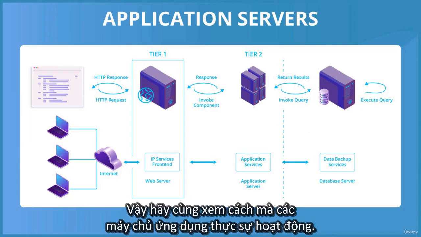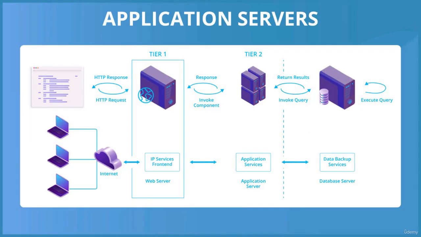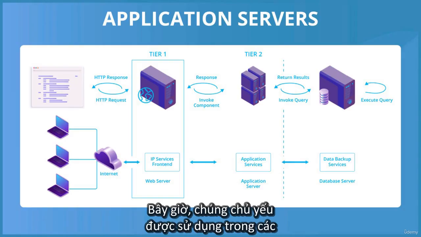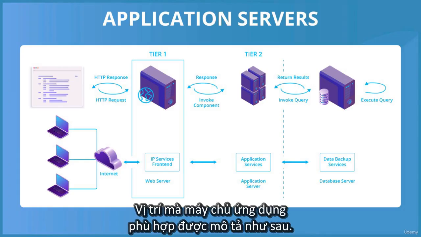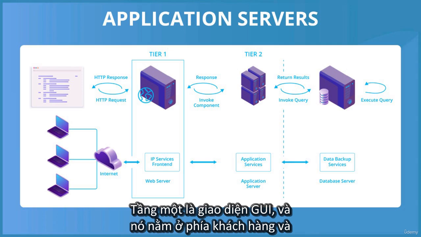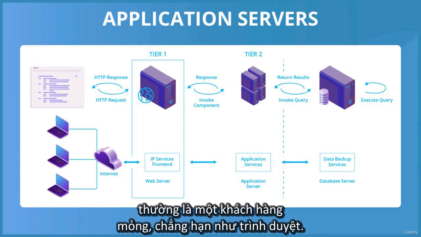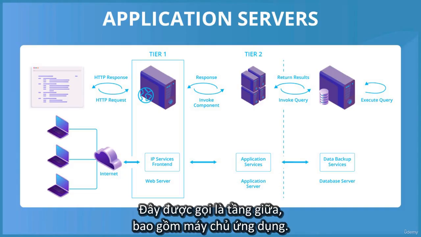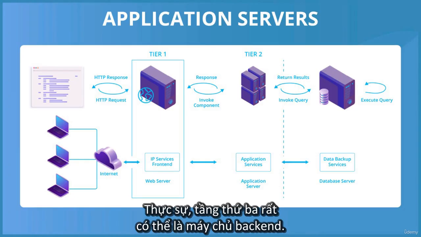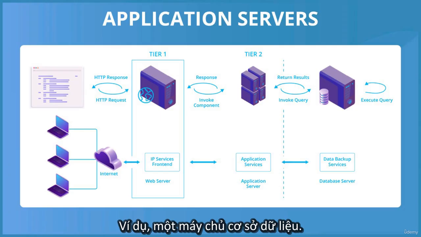So let's have a look at how application servers actually work. Now, they're basically used in web-based applications that have three-tier architectures. The position at which the application server fits is described like this. Tier 1 is the GUI interface, and that resides at the client end and is usually a thin client, for example, a browser. For Tier 2, this is called the middle tier, which consists of the application server. And for Tier 3, the third tier is most likely the back-end server, for example, a database server.